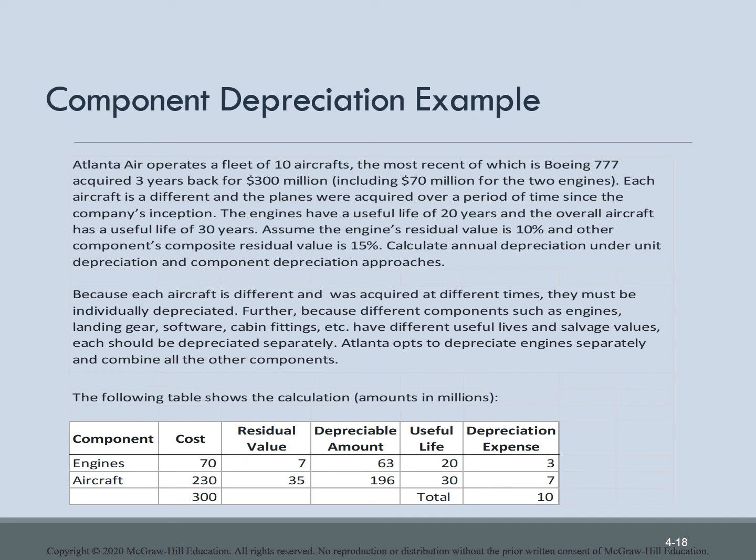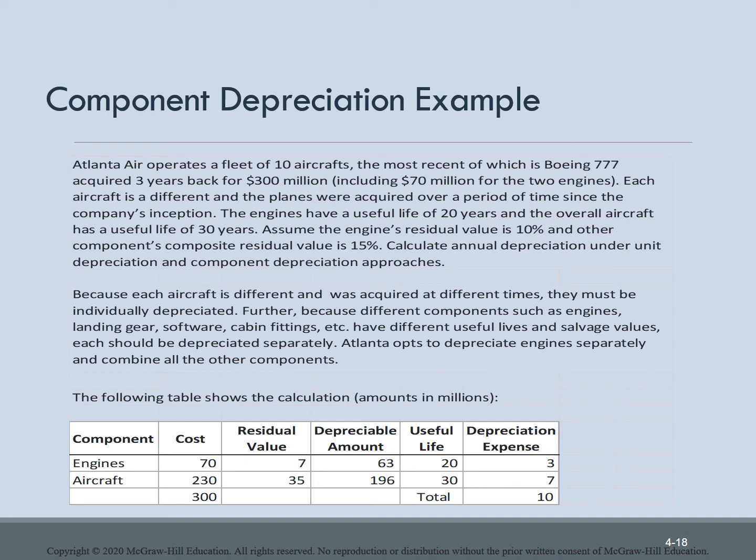Because each aircraft is different and was acquired at different times, they must be individually depreciated. Further, because different components such as engines, landing gear, software, cabin fittings, and so on have different useful lives and salvage value, each of those should be depreciated separately. Atlanta opts to depreciate the engine separately and combine all the other components. So what would that look like?